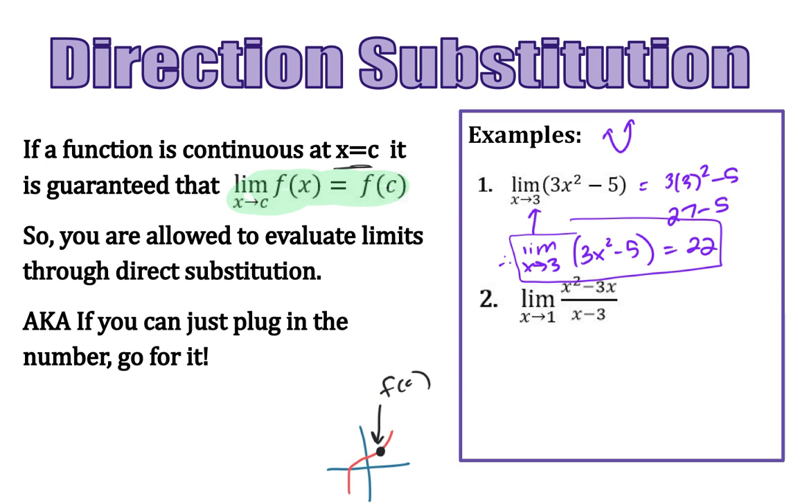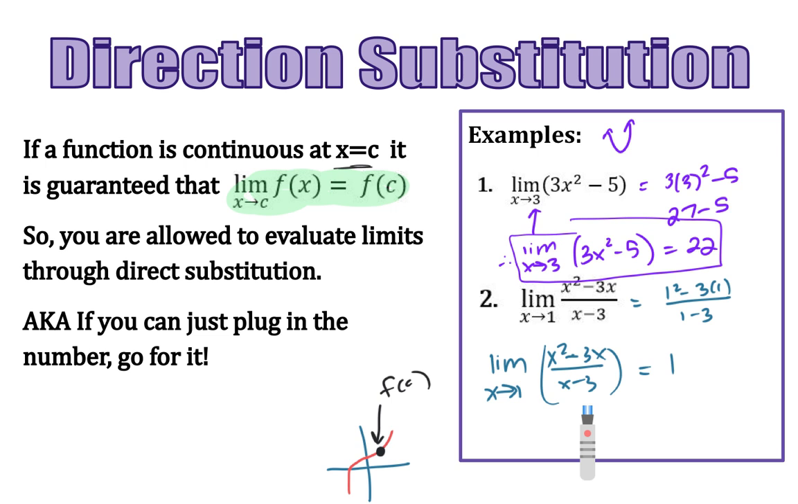Number 2 isn't continuous everywhere. We know we're not going to be allowed to plug 3 in because that would make the denominator 0, but we're being specifically asked about the limit as x approaches 1, and we can just plug 1 in because at 1 this function is continuous. So if we plug 1 in, we would get 1 squared minus 3 times 1 over 1 minus 3, which is just going to be negative 2 over negative 2. So the limit as x approaches 1 of x squared minus 3x over x minus 3 is going to be equal to 1.